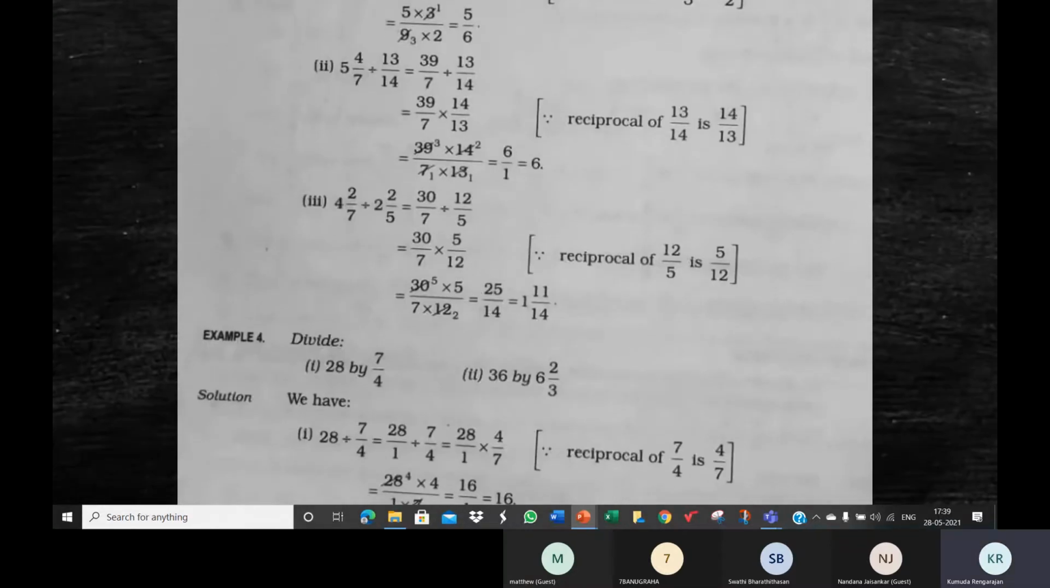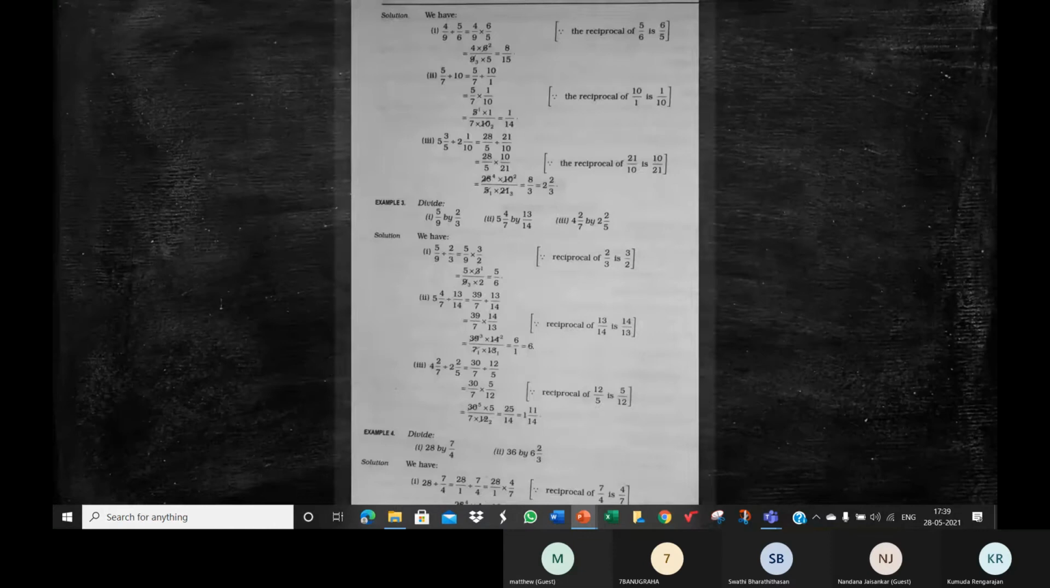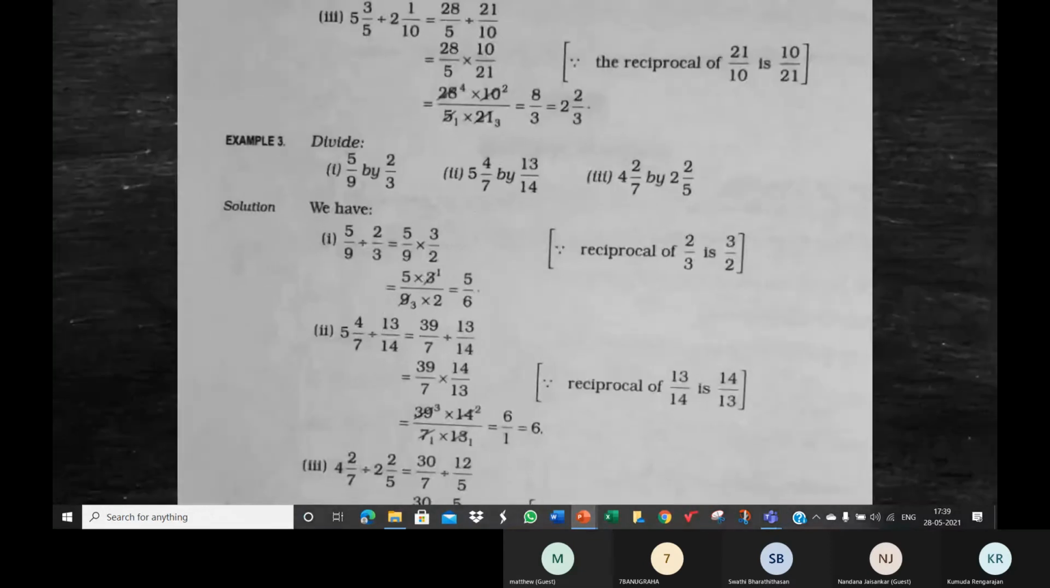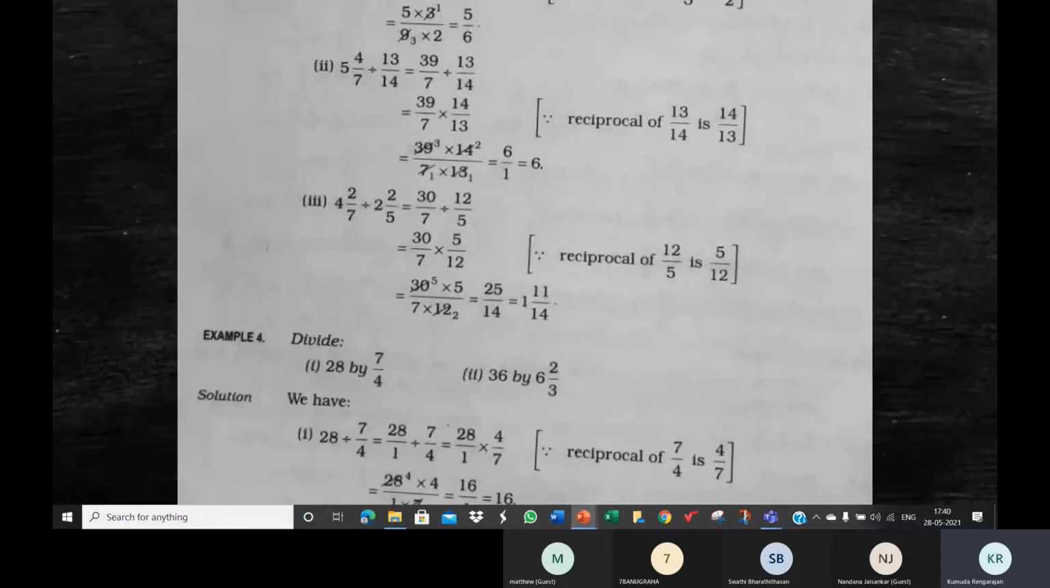Can you recall, children? We have learned all this. We have understood this, right? How to divide two fractions. Yes, ma'am. What about this one? Should we start from here? Let me start from here.